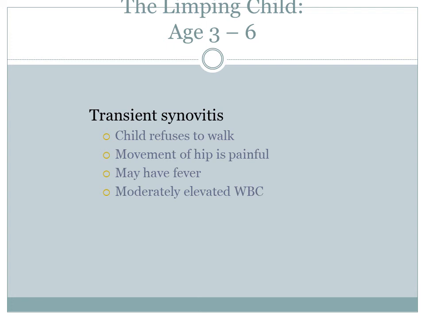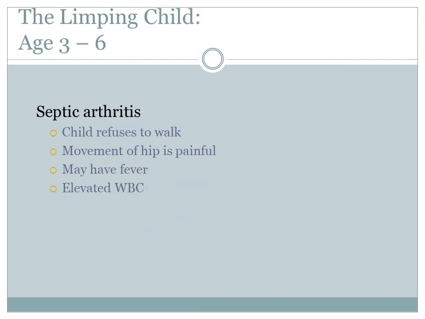Sometimes he will have fever and the CBC will show a moderately elevated white cell count. It will last only for a few days and disappears even without treatment. While in case of septic arthritis, the child will refuse to walk. Movement of the hip is very painful. Mostly he will have fever. There will be a strongly elevated white cell count. The patient will be progressively sicker and there will be progressive joint destruction in case of septic arthritis.